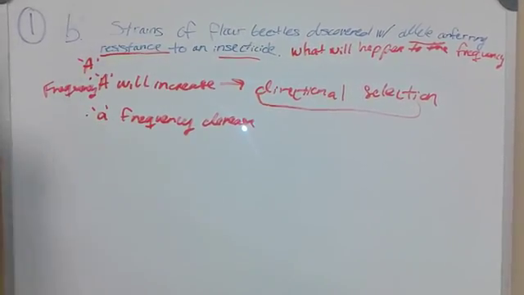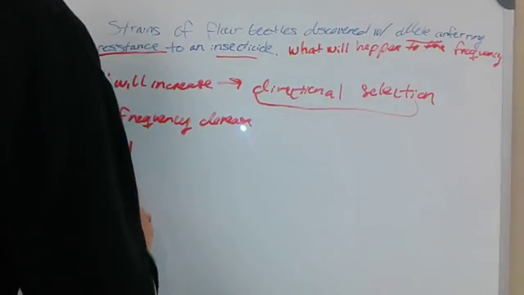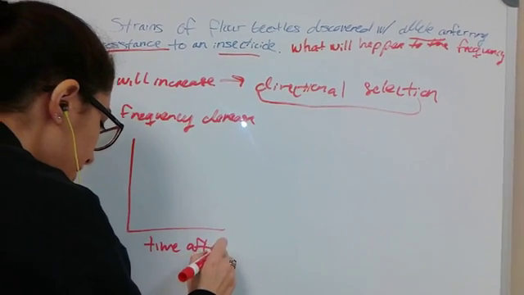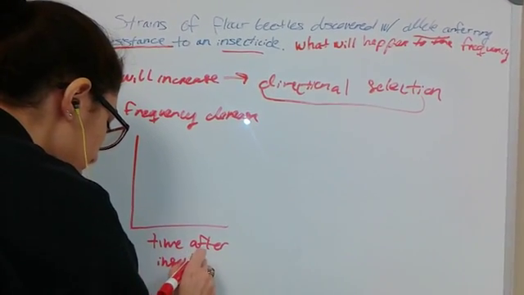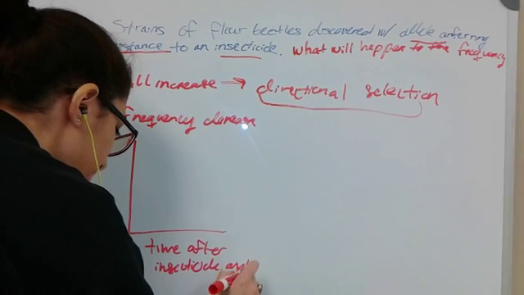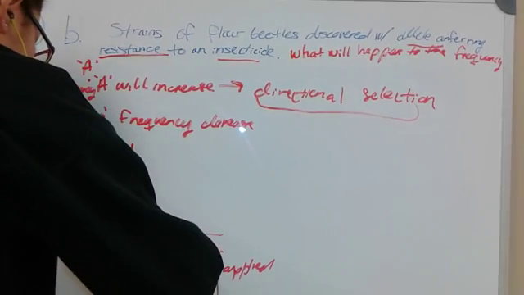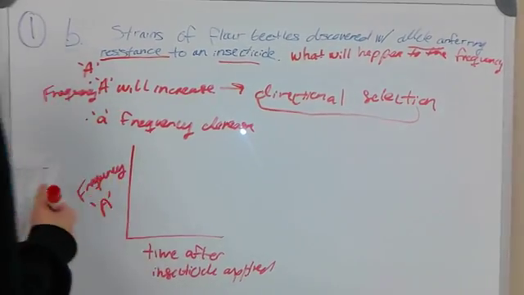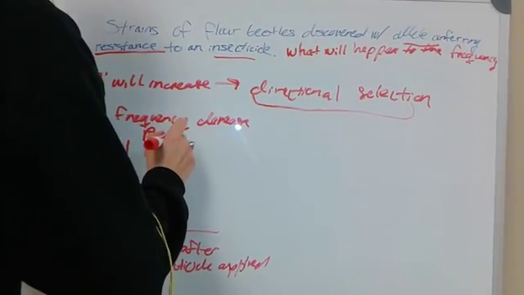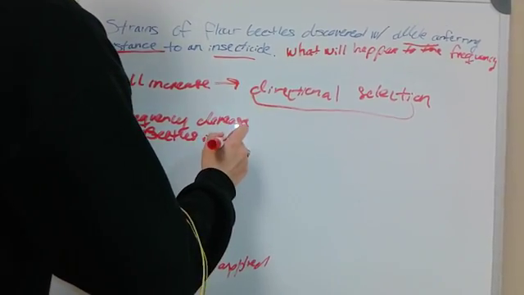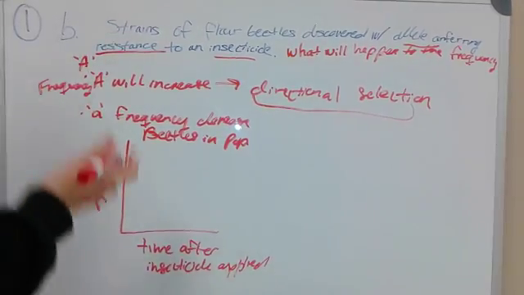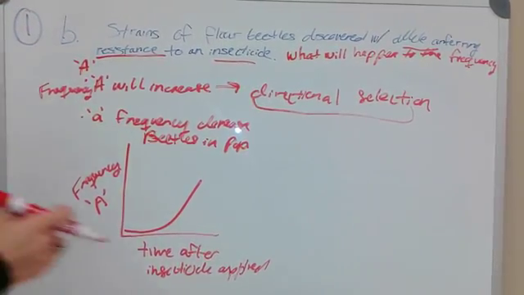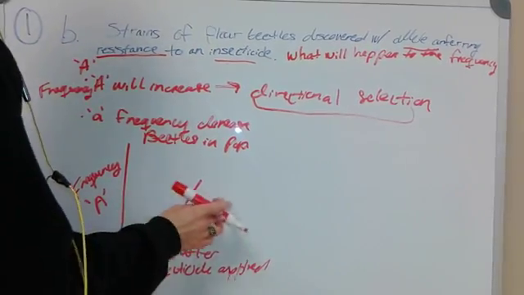So the graph that demonstrates this is going to look like this. This is time after insecticide applied, and this would be the frequency of that allele, let's call it big A, in the beetles in the population. So the graph is going to look like this because it will increase. It's not completely linear, it will gradually increase over time.